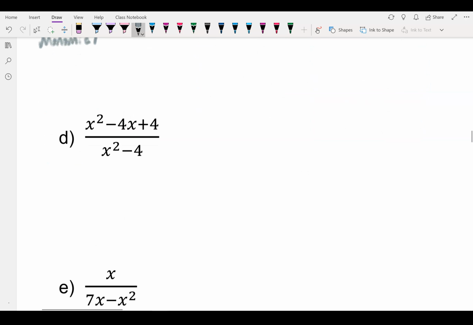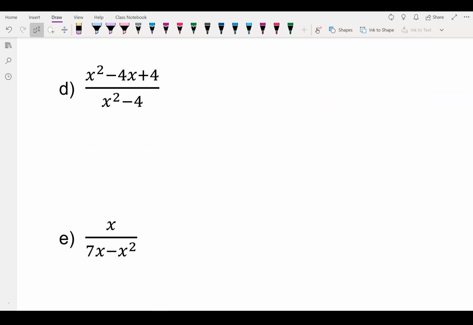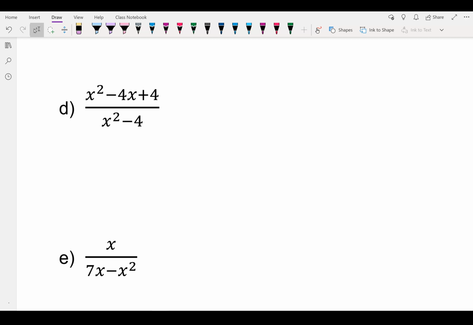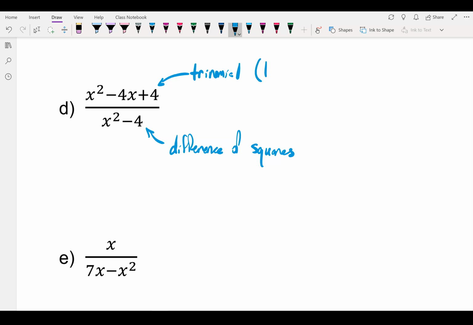I recommend that you pause the video and try this next one and see what you get, okay? Try factoring the top and bottom separately. See what you get. Hopefully you've given that a shot. What you'll get is x minus 2 on top, x plus 2 on bottom. So let's see what we can do. First things first, the top, I'm going to factor that. You're going to see that that's a trinomial. On the bottom, hopefully you've noticed that's a difference of squares. For shorthand, later, I might end up just calling this tri, and I usually like to call this DOS, which means difference of squares. But if I use that shorthand, try not to get confused.